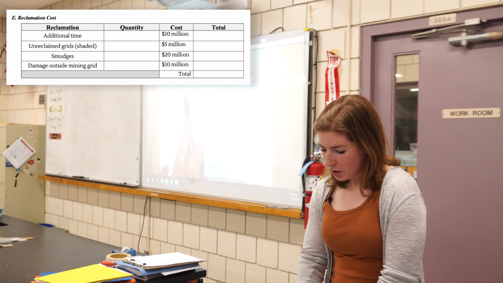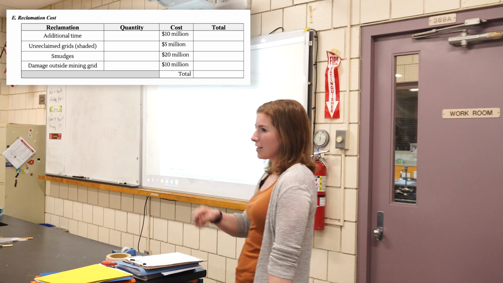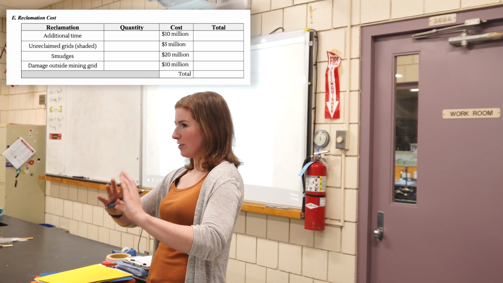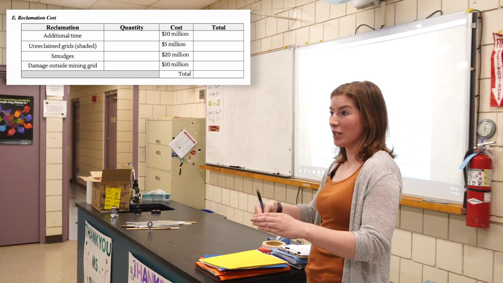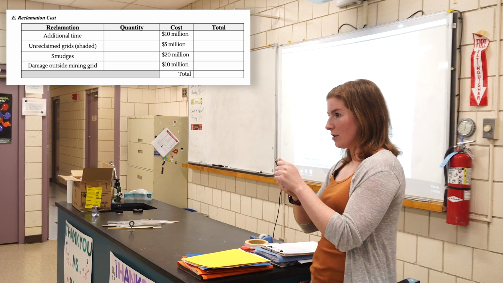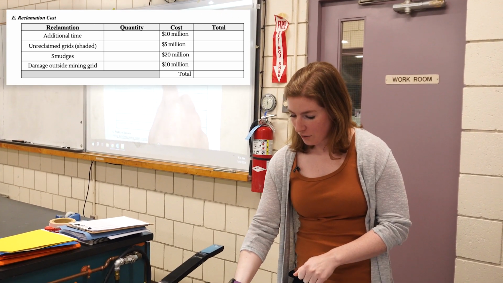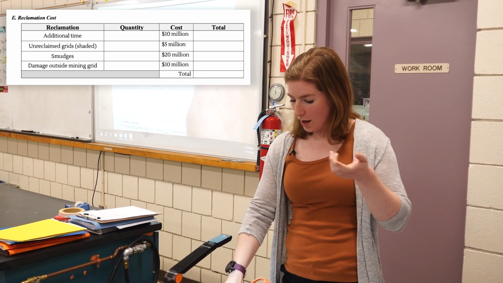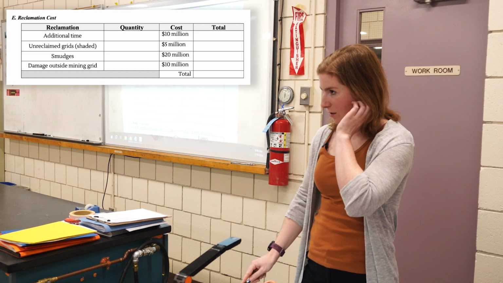This one is asking for unreclaimed grids shaded. So those extra boxes that you shaded, not the original ones, right? Not your original 3x3, not your original cookie, but the ones you just counted up and wrote on that column. Total those numbers together. What is that total number? You're gonna put that number here, 5 million per box. So if you shaded 5 squares in, your cost here is gonna be 25 million.